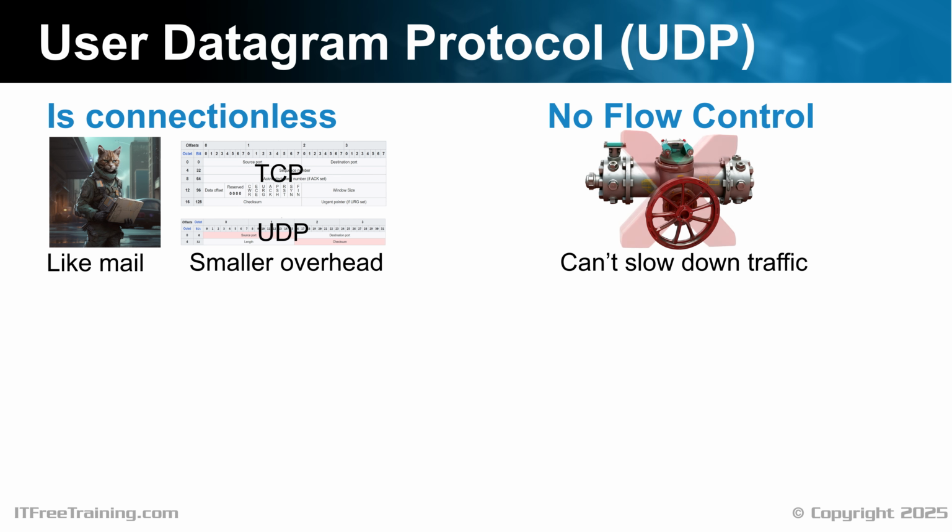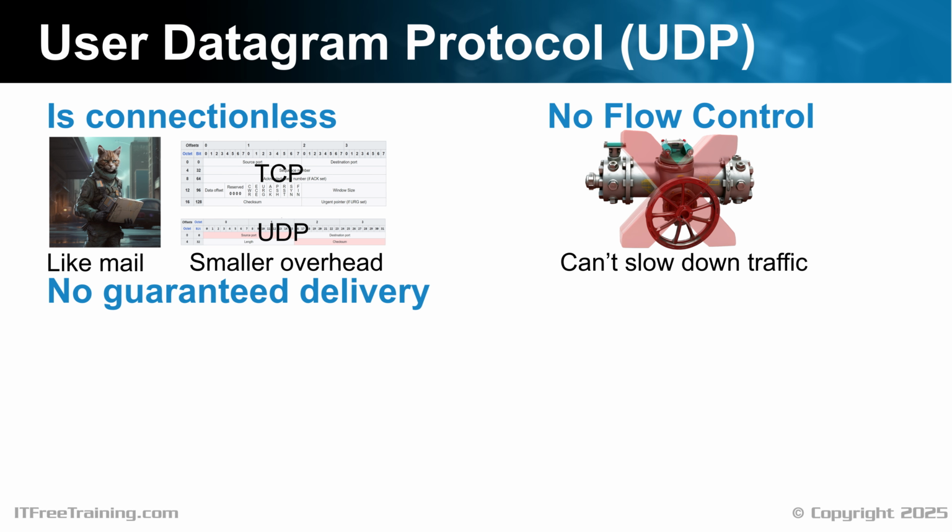UDP does not have flow control. This means that it can't slow down traffic if it is going too fast. In TCP, if the receiving end can't keep up, it can request the sending side to slow down. If the sender is transmitting too fast, it can result in lost packets. In the case of UDP, since the protocol does not have flow control, it is up to the application to slow down packet transfer if it gets too fast. Otherwise, packet loss will occur.